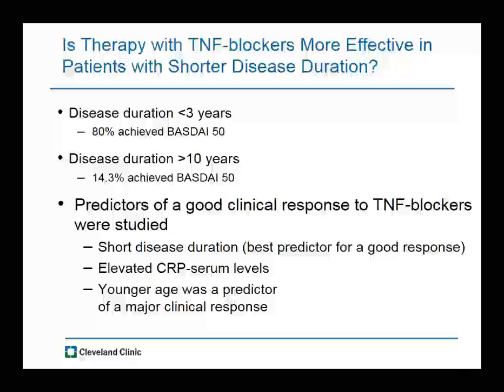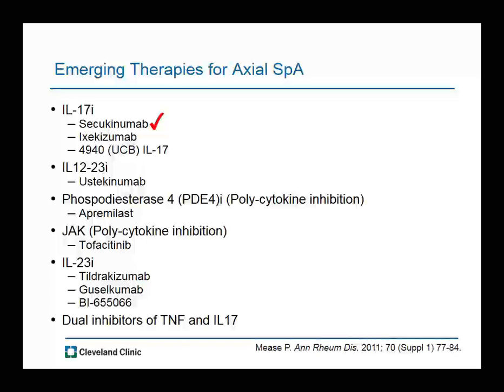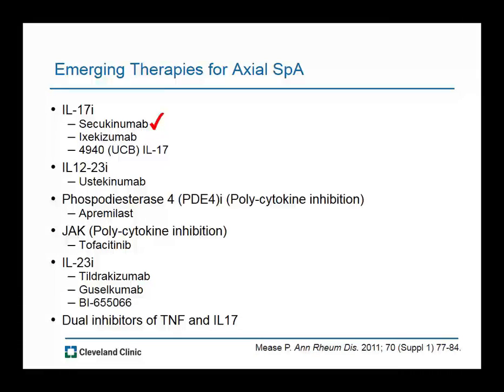So it looks like the short disease, as I've explained, patients with higher levels of CRP at baseline, as well as younger age, all seem to, in studies, present as those that might respond better to anti-TNF. So I don't really have any new treatments in ankylosing spondylitis, but I do have to tell you that there's a lot out there under clinical trials.